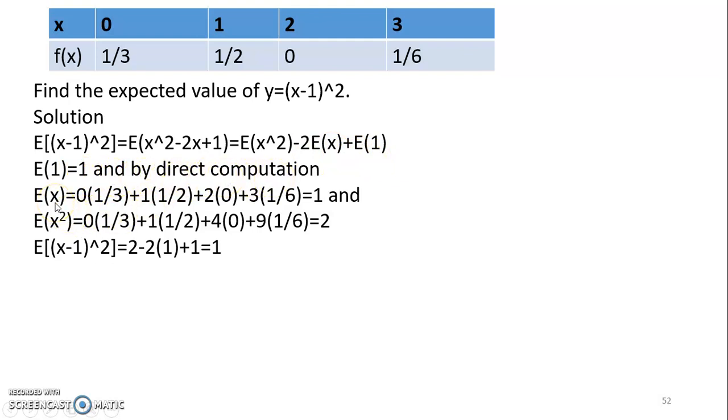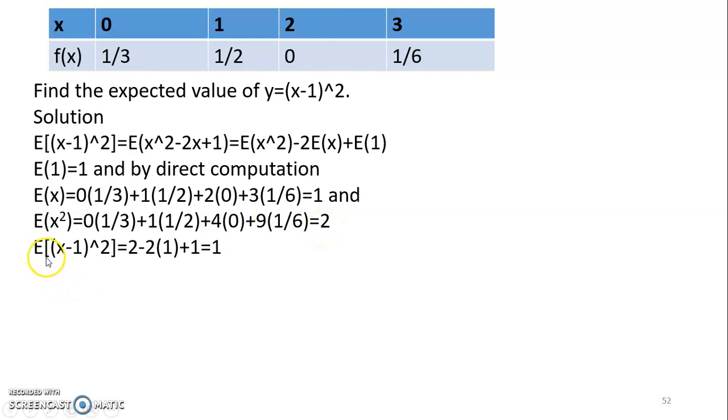And the expected value of x is the sum of the product of x times f(x) for a discrete probability distribution. Hence, we have 0 times a third plus 1 times a half plus 2 times 0 plus 3 times 1 over 6, which is equal to 1. And the expected value of x squared is given by the sum of x squared times f(x), which is 0 times a third plus 1 times a half plus 2 squared, which is 4, times 0 plus 3 squared, which is 9, times 1 over 6, which is equal to 2.